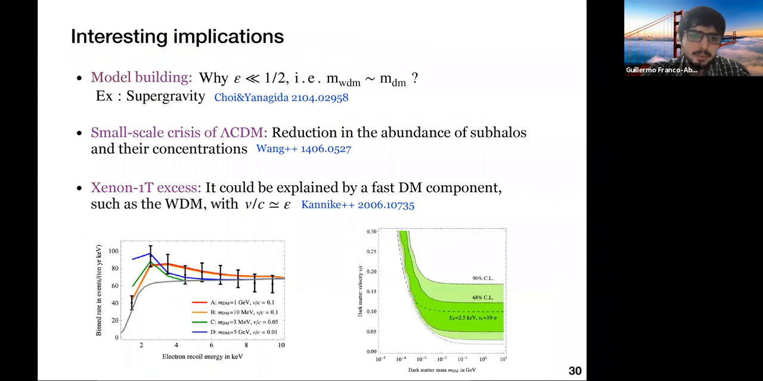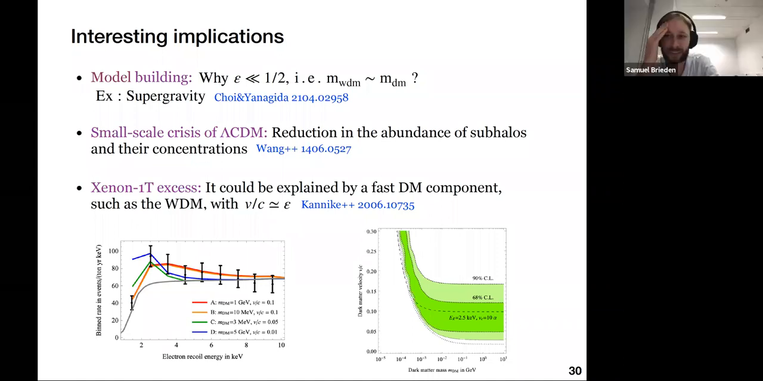And regarding the xenon experiment, I'm not sure. There have been other proposals for explaining this excess, not only this fast dark matter component, but apart from the systematics that there could be in the experiments, I don't know if some baryon feedback has been proposed to explain this as well. Yeah, regarding this, I'm not sure. I'm sorry, but yes, thanks.